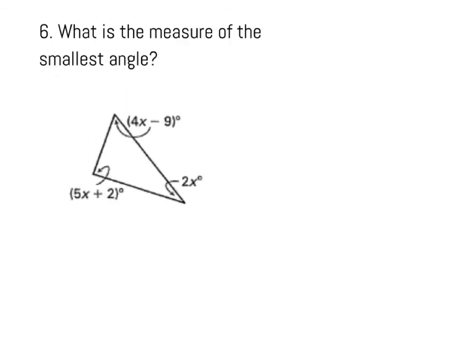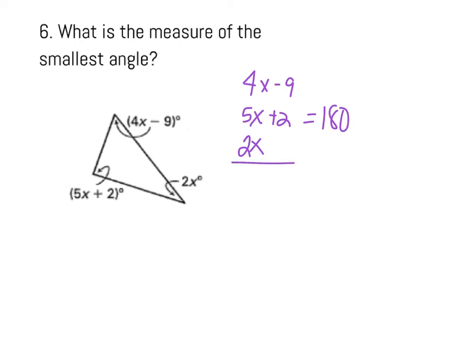Solve question number 6. All right, so I'm looking for the measure of the smallest angle. Right now, all of them have variables, so in order to figure that out, I'm first going to have to find what x is, which means I'm going to combine all angles and put it equal to 180. So 4x minus 9, 5x plus 2, and my 2x are all going to equal 180.